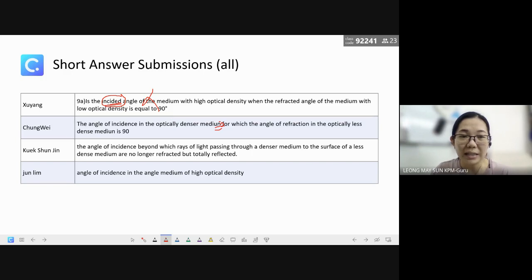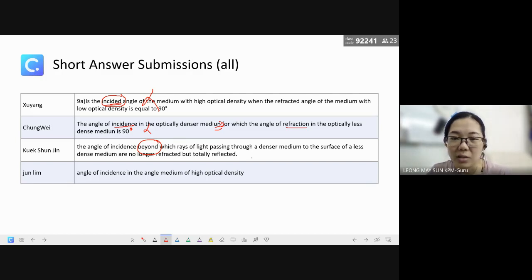So Xu Yang's answer I have to reject, but Chongwei's answer I still can accept because the incidence here is correct, the refraction here is correct. But the problem is Chongwei tak ada degree, so Chongwei pun salah already. Angle of incidence beyond which the ray of light passing through a denser medium to the surface of a less dense medium are no longer refracted. Write degrees, spell degrees, not Chongwei, you just put the degrees there ma.